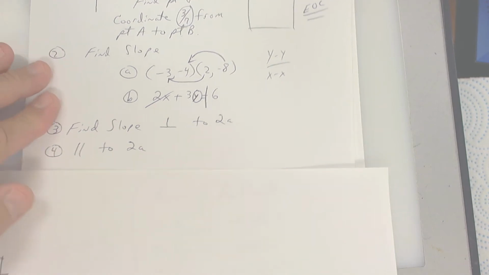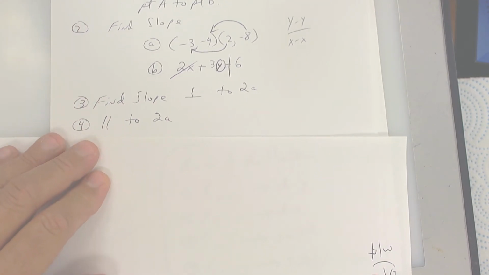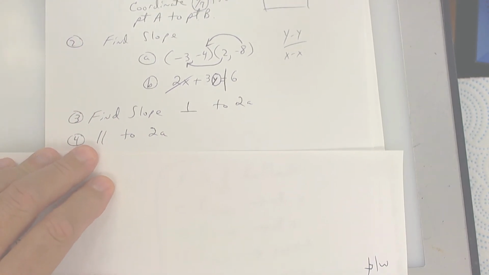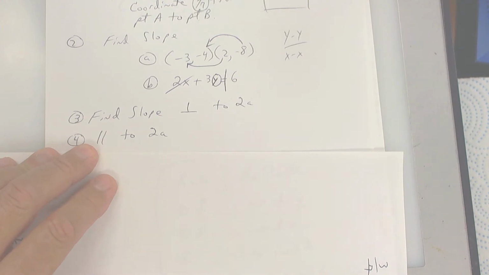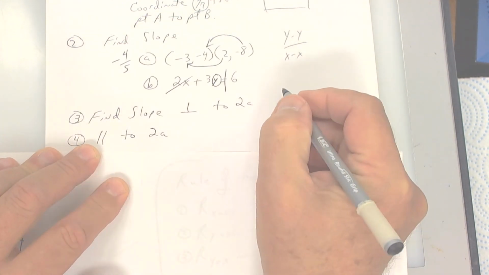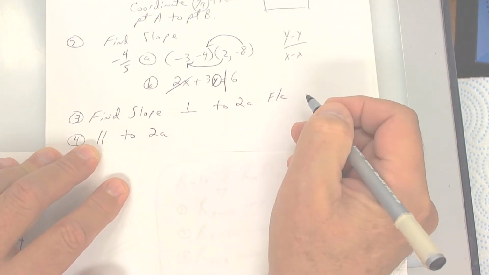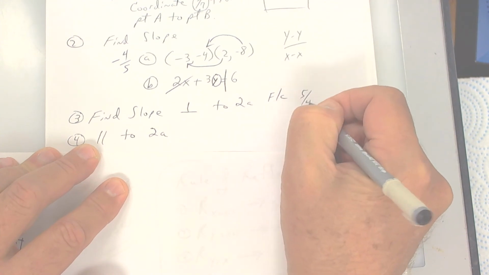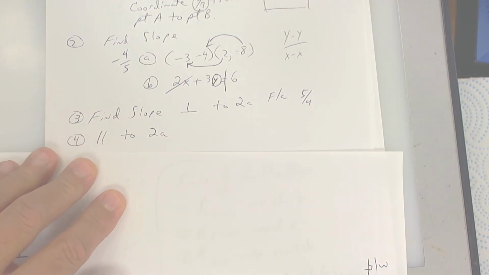All right, this one right here, on a new sheet of paper, because I couldn't fit it on the bellwork, find the slope perpendicular to 2a. Well, 2a, the slope was -4/5. So to be perpendicular, you'd have to flip and change. So that would be 5/4. Make sure you know that. And then parallel to 2a, it would be the same.